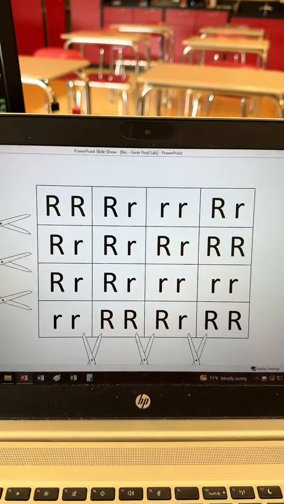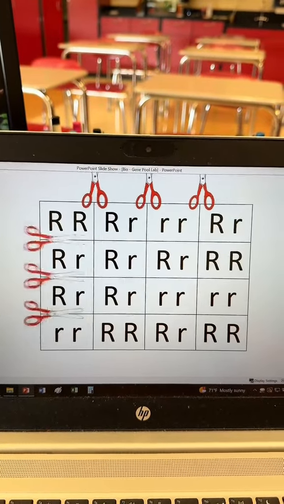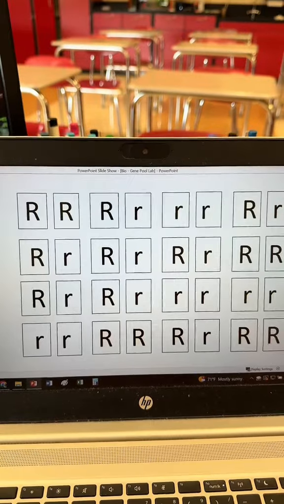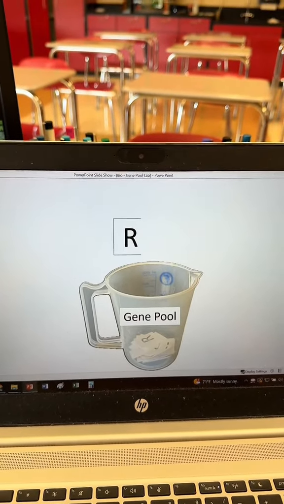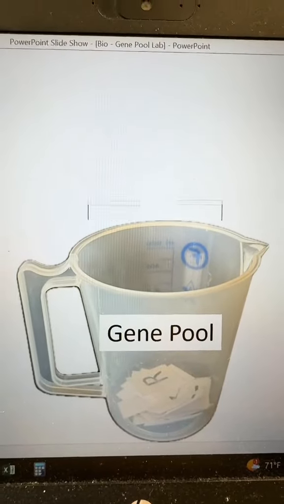To represent the gene pool and this evolution, the students are going to cut up the different individuals and then cut each individual into their alleles. And they're going to place all of these alleles into the gene pool. Then they randomly take out 2 alleles and roll a dice to see if their organism lives or dies. Either way, these alleles go back in the gene pool.